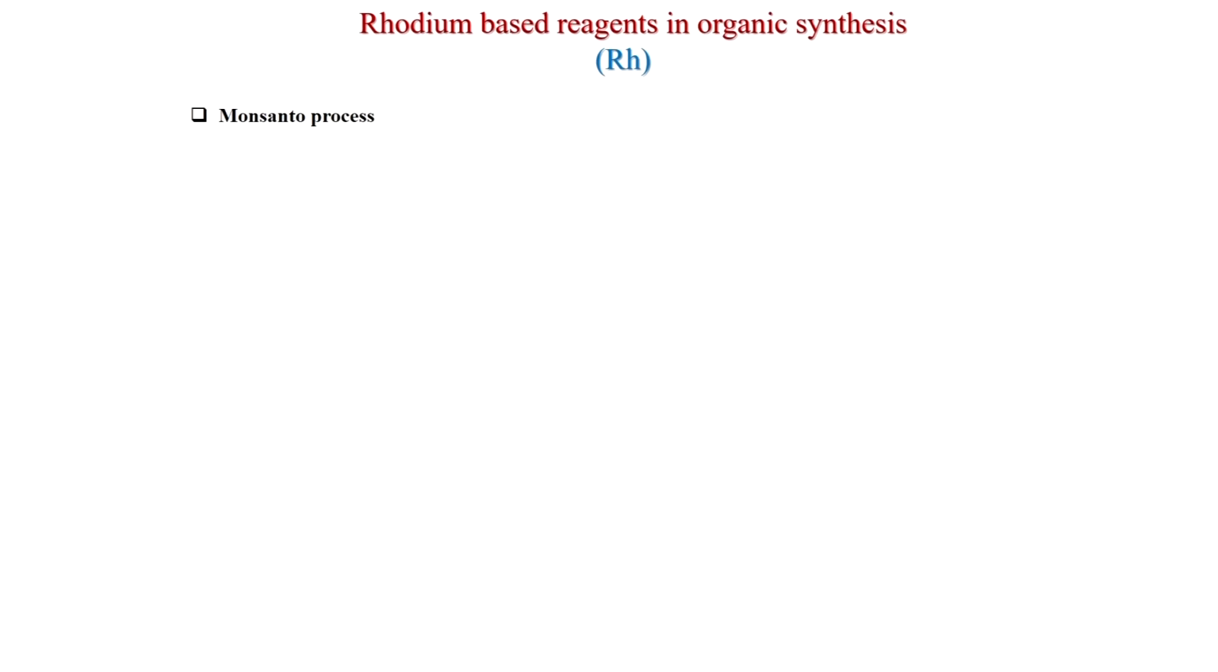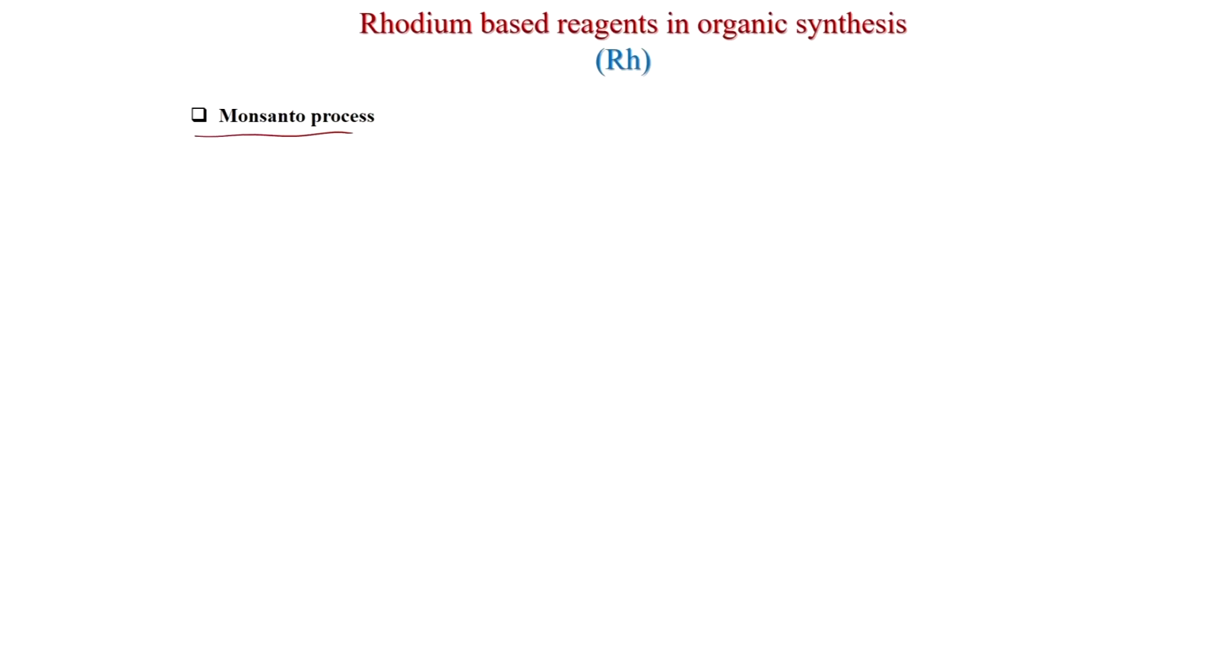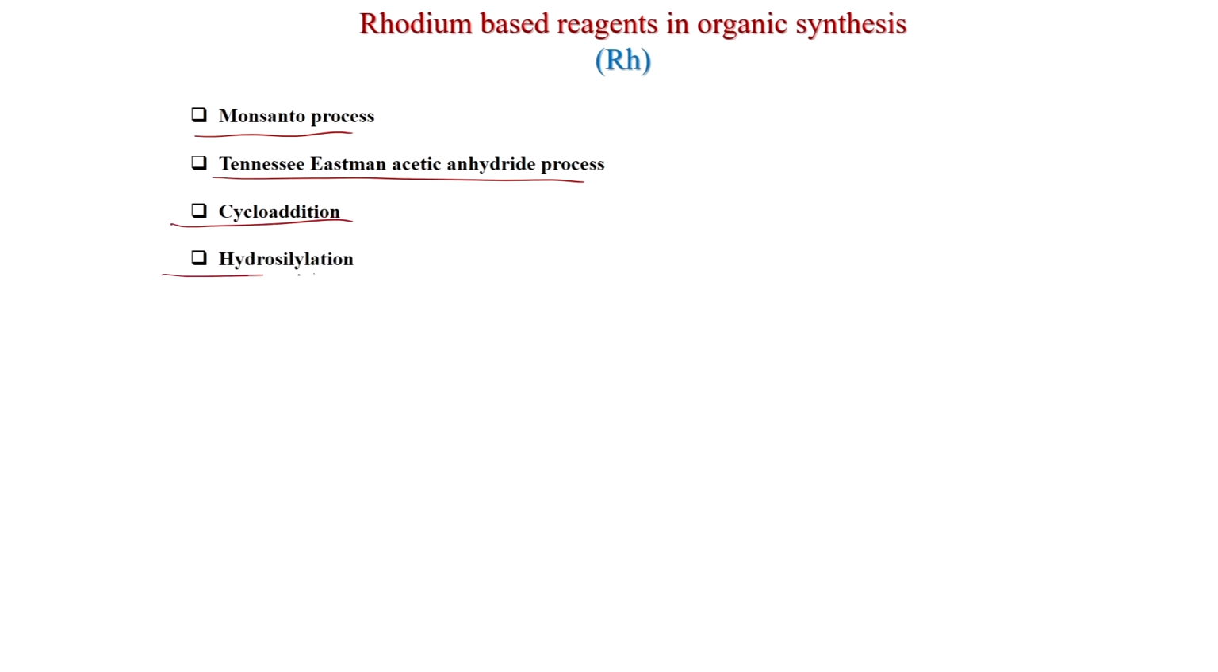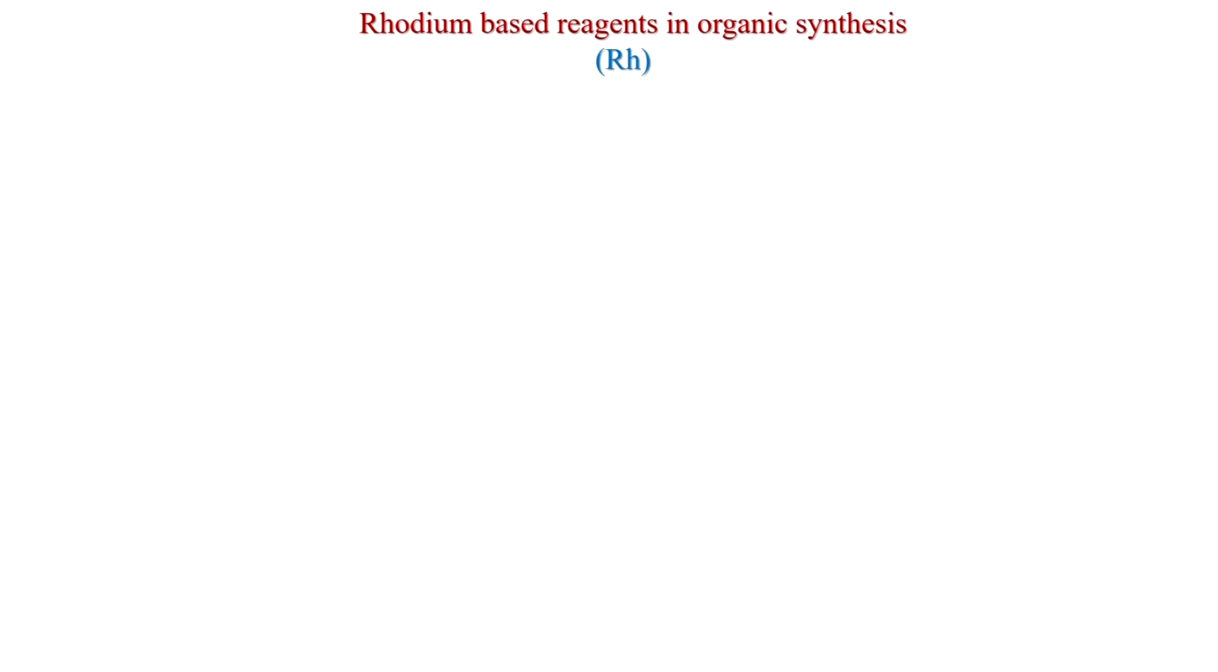So far we have seen the silver mediated synthesis. Now we will see rhodium based reagents in organic synthesis. So, first we will discuss the Monsanto process, then the Tennessee Eastman acetic anhydride process, then we will discuss cycloaddition reaction, and then we will discuss hydrosilylation reaction.